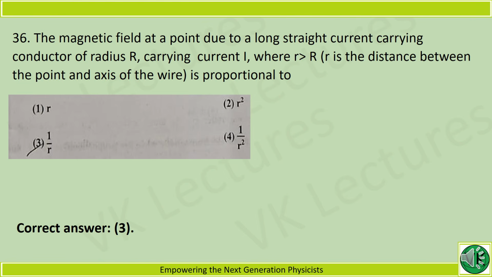The magnetic field at a point due to a long straight conductor of radius R carrying a current I, where r is greater than capital R, and r is the distance between the point and the axis of the wire, is proportional to option 3, 1 by r.